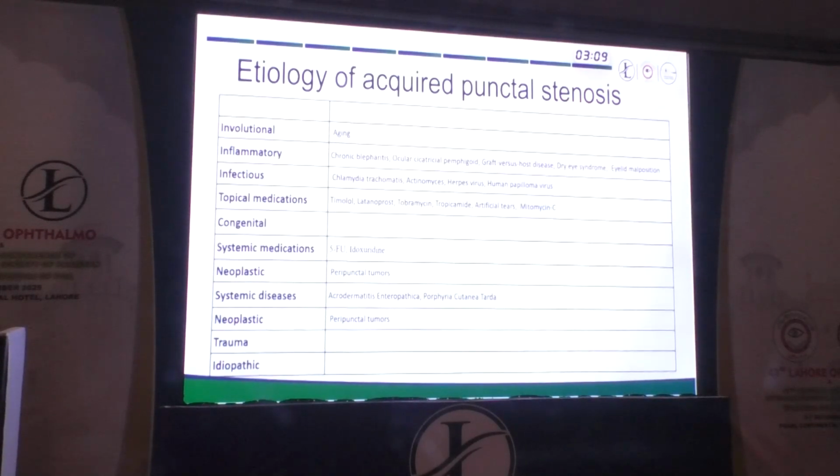So what are the causes of acquired punctal stenosis? A huge list, but mainly it's involutional or chronic inflammatory conditions like blepharitis, cicatricial pemphigoid, graft versus host disease, dry eye syndrome, or eyelid malposition which has been present for some time. One of the most important causes is the chronic use of topical medications. This is one of the most common causes of punctal stenosis that we come across. Other systemic medications like 5-fluorouracil and idoxuridine can cause it, as can peripunctal tumors and certain systemic diseases.